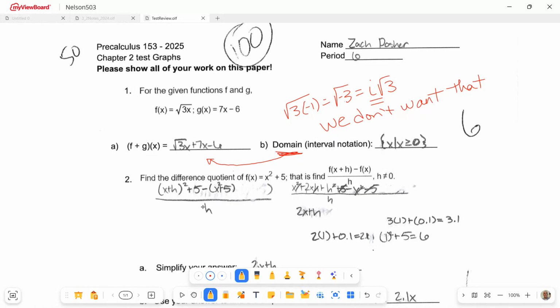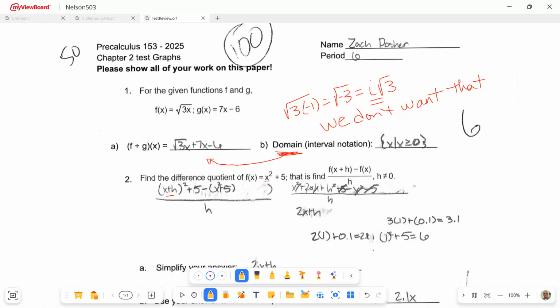All right, for number 2, we're plugging in x plus h wherever we see an x. Well, there's only one place we see an x in this function. So he put x plus h there. He expanded x plus h successfully. He's got his plus 5 right there. And then he's subtracting the x squared plus 5 from the f of x plus h. So he's got a negative x squared minus 5, and the x squared and the x squared go to 0, the 5 and the negative 5 go to 0.